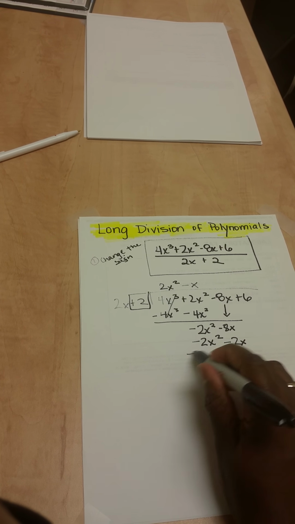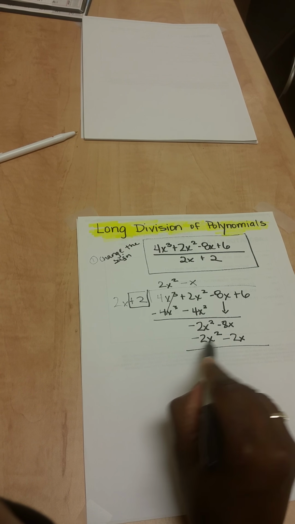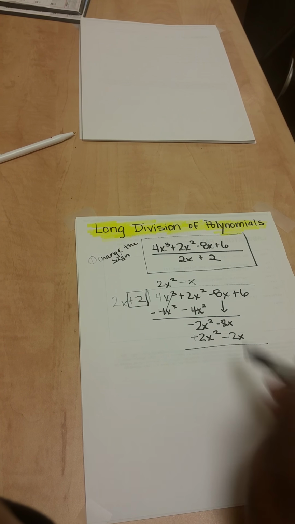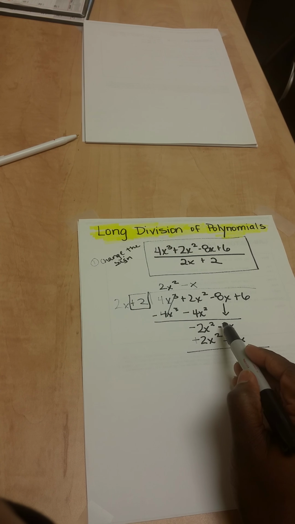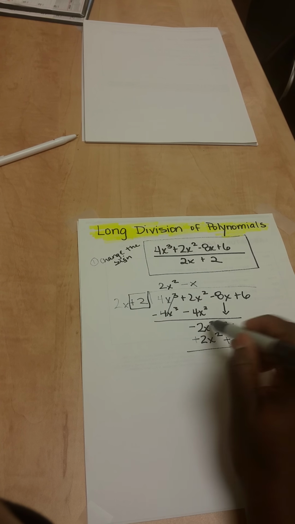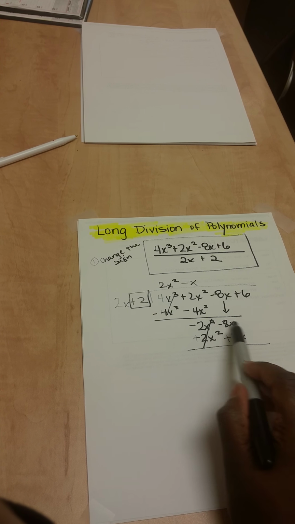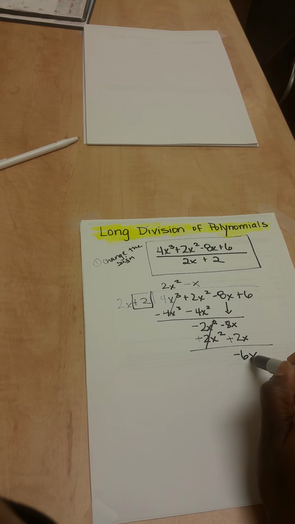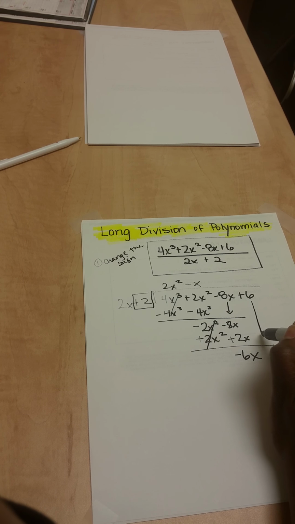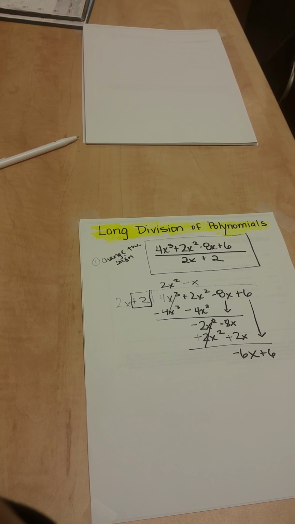Okay, I'll draw my line, and I want to remember to change the sign. So where this was a negative, it now becomes a positive. Where this is a negative, it now becomes a positive. Negative 2x squared and a positive 2x squared, they cancel out. And then a negative 8x and a positive 2x now gives me a negative 6x. I want to bring this down. So this will be plus 6.